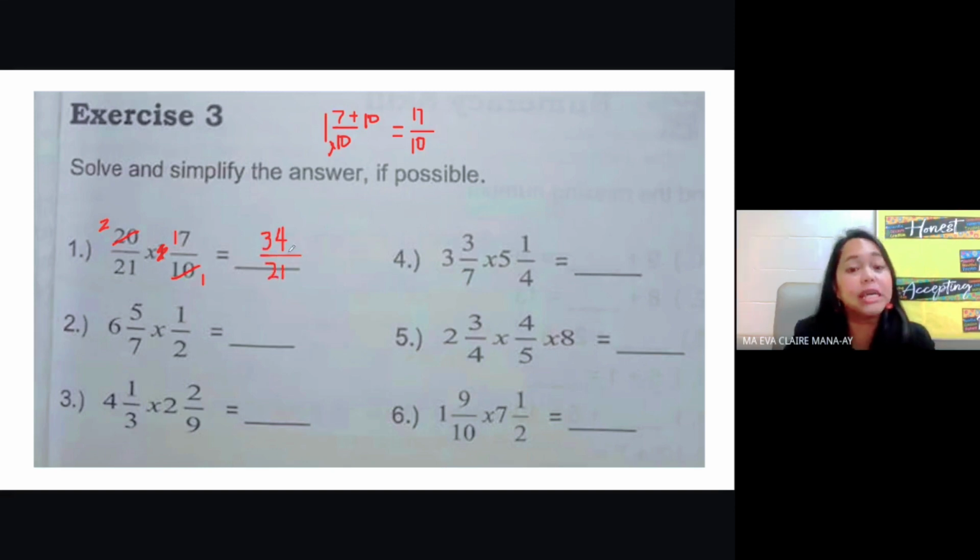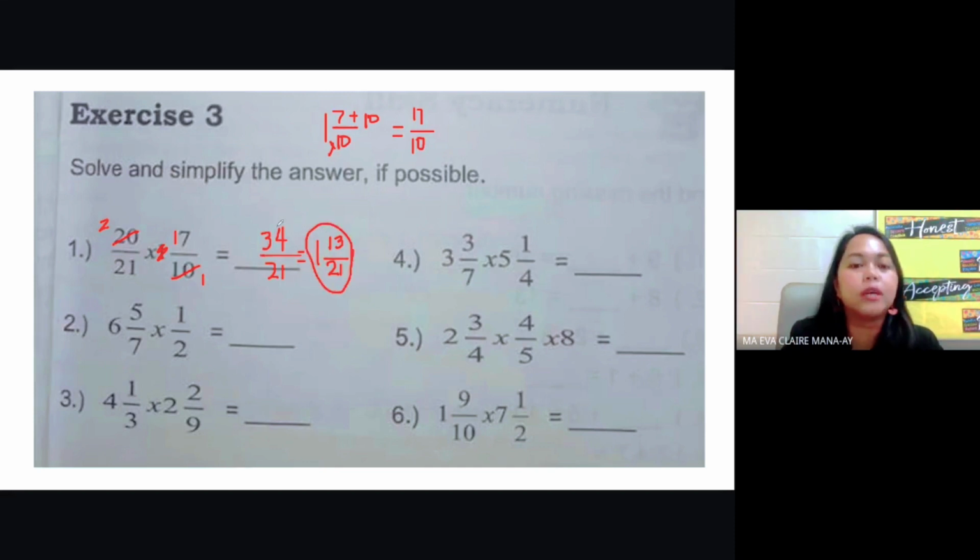We have no GCF except for the number 1, but as you can see, this is an improper fraction, and so we need to write this as a mixed number. And again, we do that by dividing your numerator by your denominator. So we divide 34 by 21, that would just be 1. And of course, there is a remainder of 13. Okay, then copy the denominator of 21. Okay, so that's 1 and 13/21.